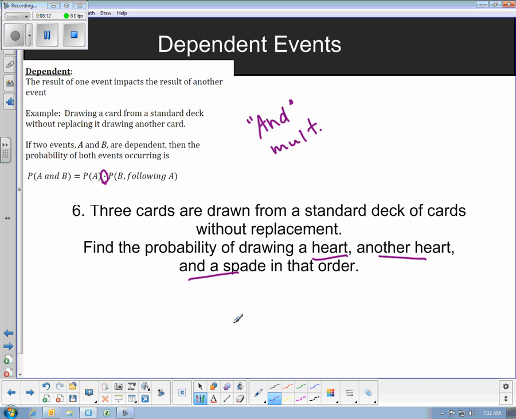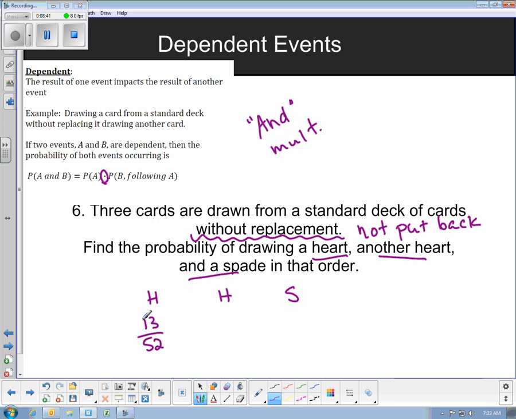So we're drawing out 3 cards. We need the probability of drawing a heart, then another heart, then a spade. But what we have to consider is the fact that these are not being put back. Okay, not put back. So if I write out these probabilities, the probability of drawing a heart from a full deck of cards, there's 13 hearts total out of 52 total cards. So that's the first heart that I could draw.